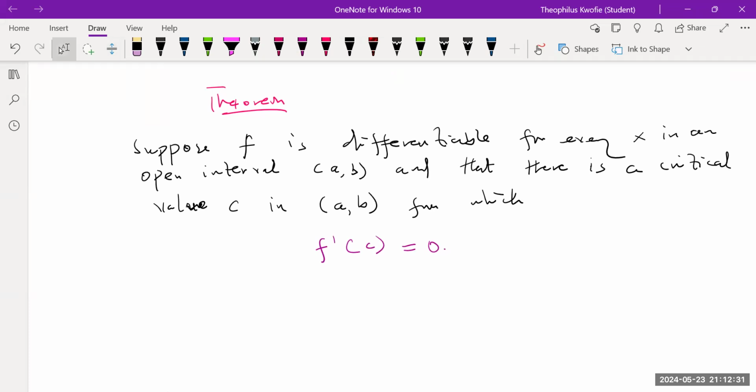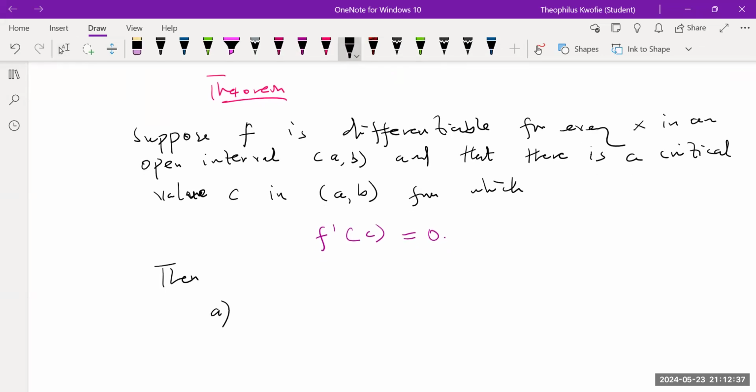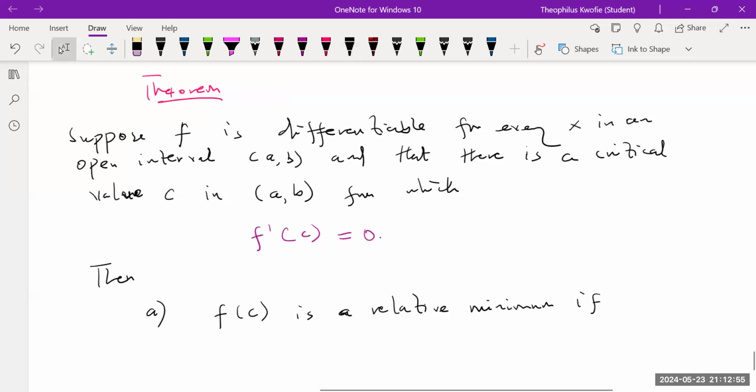If this is the case, then we need to look at some scenarios. If this is true, then we have that. So if we have that the main function being evaluated at a critical value is a relative minimum if, so let's take note, if f'', or the second derivative evaluated at the critical value, is strictly greater than 0. So we have to take note.